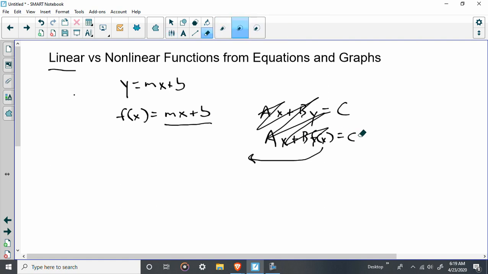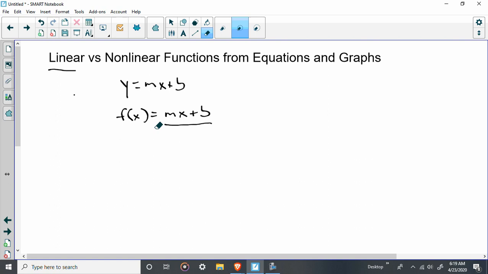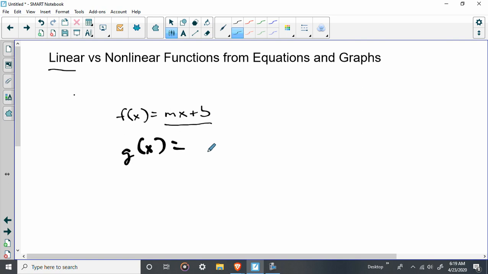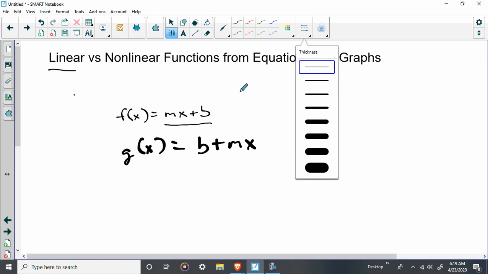We'll talk about how you can and how you'd rearrange it, but really we're focused on things where f of x is isolated, where it's by itself, okay? So a lot of these, okay? But it could be in a different order. It doesn't necessarily have to be in this order. What if I said g of x, some other function, g of x is equal to b plus mx? Is that okay? Sure, right? All we do is change the order a little bit.